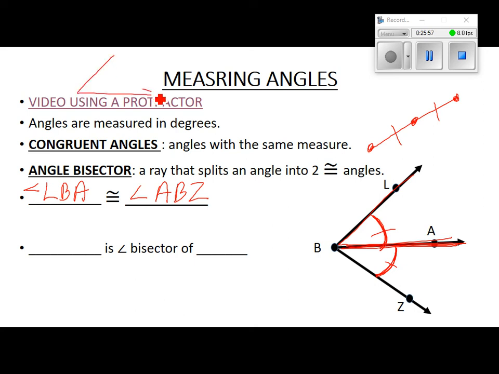Maybe when Maya's doing it, she likes to be all creative, so maybe she does something like this, puts that on there, and then puts a little curlicue or something to make it look all nice and cute. As long as the two angles are marked the same, we know that they're congruent.